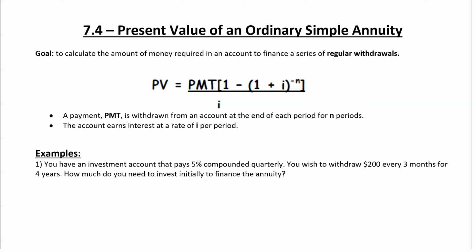But our last lesson is 7.4, present value of an ordinary simple annuity. The goal here is to calculate the amount of money required in an account to finance a regular series of regular withdrawals. Okay, so it is different from that future value concept with the payments here, because the context here typically has to do with, how much money do I have to have in the bank account now so I can take out a certain amount every 2 weeks or every month for the next 5 years or the next 10 years.